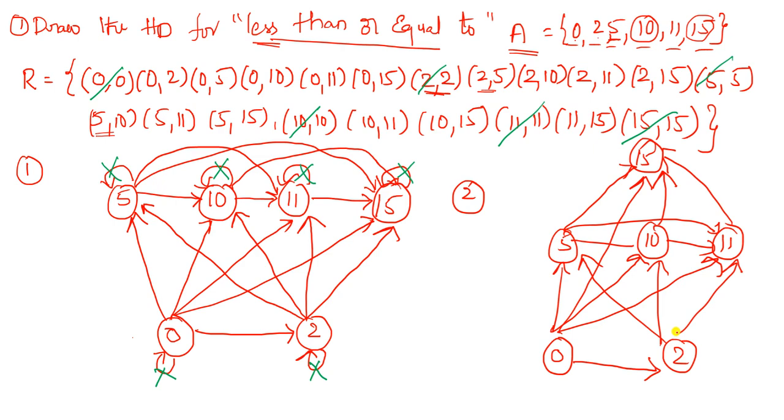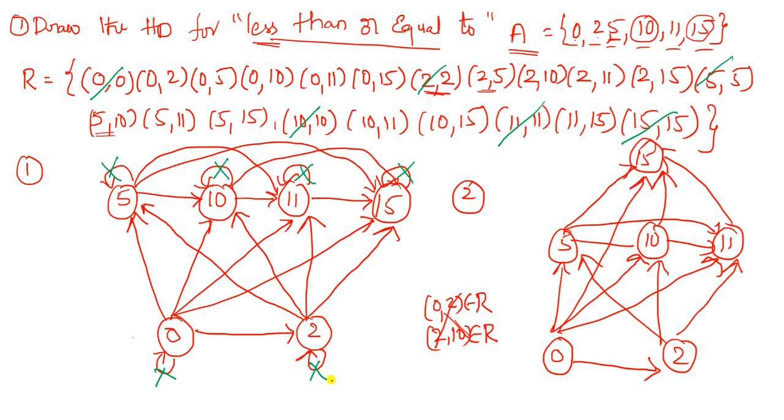Now in the third step, what we have to do, we have to remove the transitivity, right. You see, 0 comma 2 and 2 comma 10. So 0 comma 2 belongs to R, right, and 2 comma 10 belongs to R. Many transitive relations are there here. I will explain in detail, step by step. So we have to remove 0 comma 10, okay.